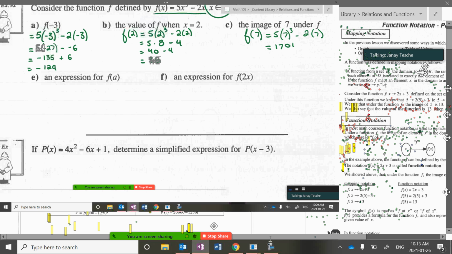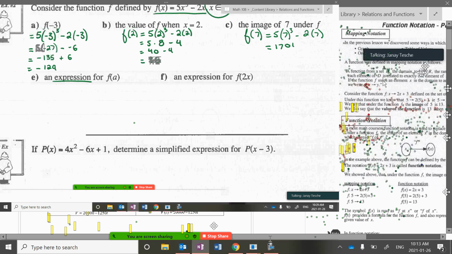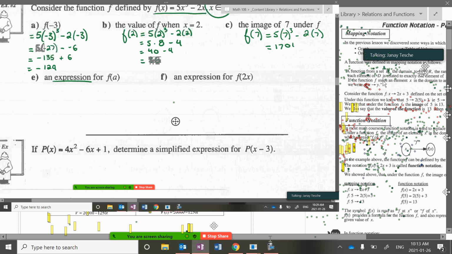So E gives you this hint at the beginning, an expression for f of a. Whenever it says an expression, you're not solving. You're just going to get something with variables still in it. So now instead of writing x's, I'm going to write a's. We're just swapping them out. So this is then going to become 5a cubed minus 2a. Done.